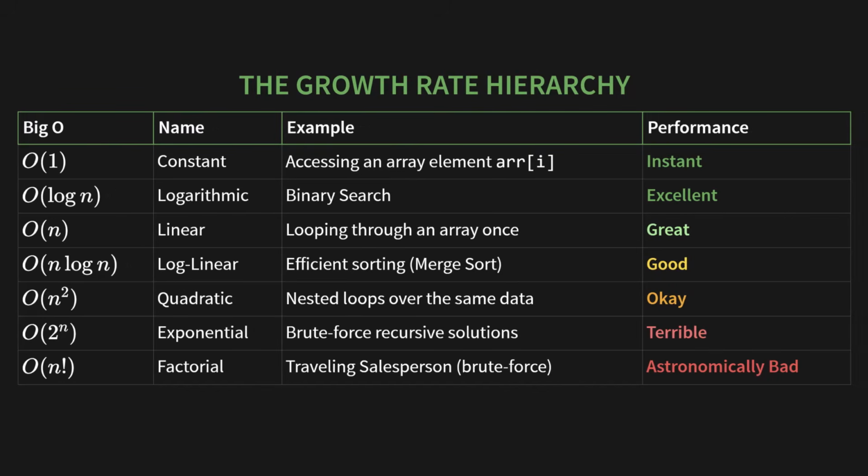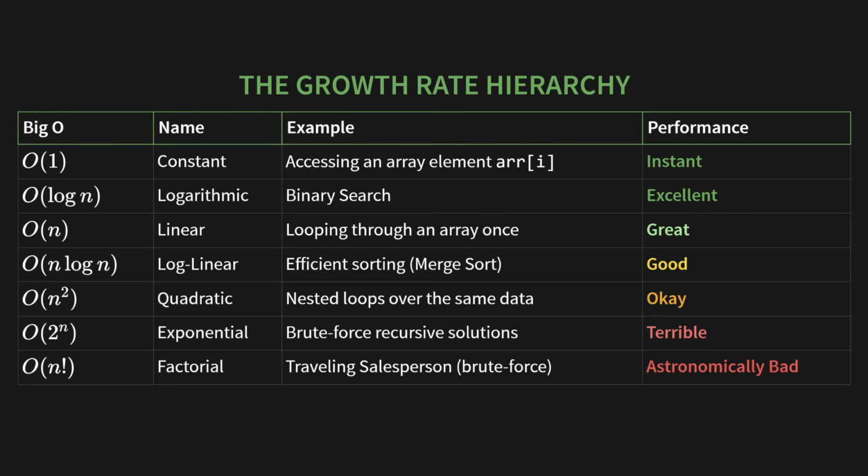Let's walk through this table together, step by step. At the very top, we have O of 1. That's called constant time. An example is just accessing an array element, like ARR bracket I. The performance? Instant. Next is O of log n. That's logarithmic. Think binary search. The performance is excellent. Then we have O of n, or linear. Looping through an array once.